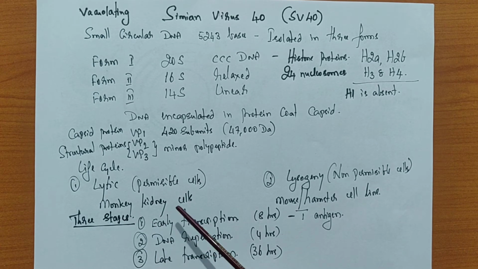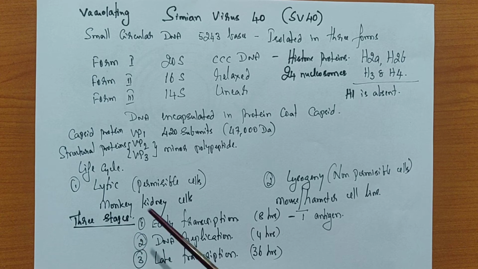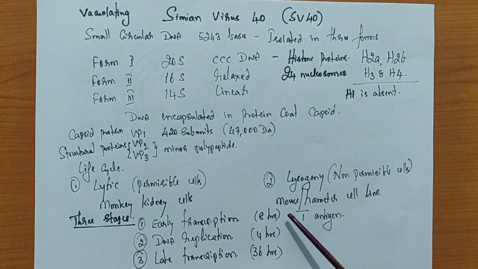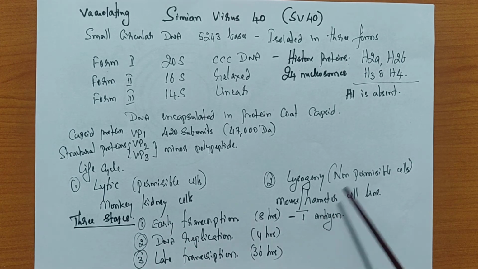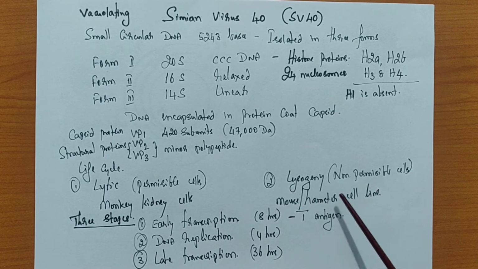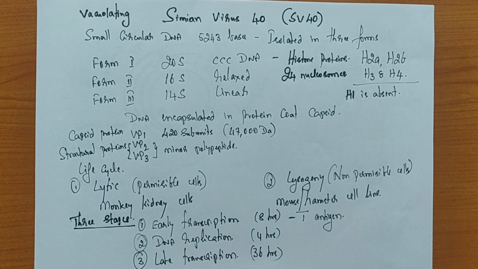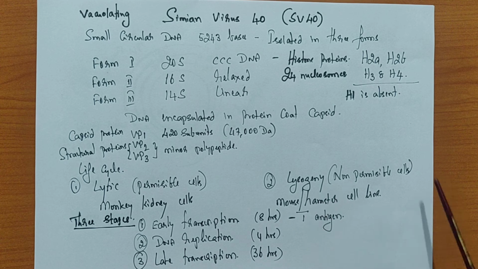Suppose you take the monkey kidney cells and infect them with SV40, invariably it will enter into the lytic cycle. Whereas in the case of the mouse, the hamster, or even humans, it will enter into lysogeny, what we call a non-permissible cell. So here the host is going to determine whether SV40 should enter into the lytic cycle or the lysogeny cycle. We call these permissible cells, and the other ones non-permissible cells.